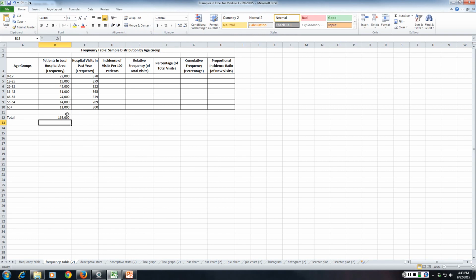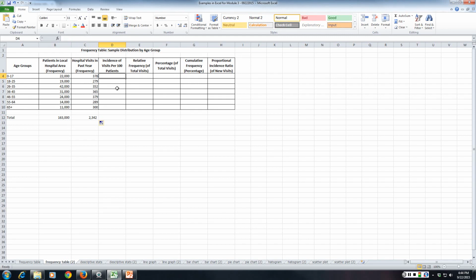A little trick in Excel, if you want to copy a formula from one cell to another, you can just grab this little corner here and move it over. So now you can see we've summed not only total patients in the local area, but total hospital visits in the past year. Okay, so let's go ahead and calculate the incidence of visits per 100 patients.